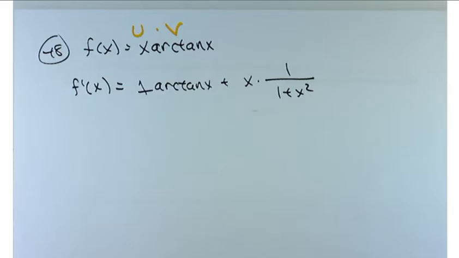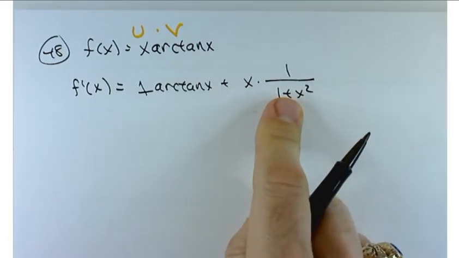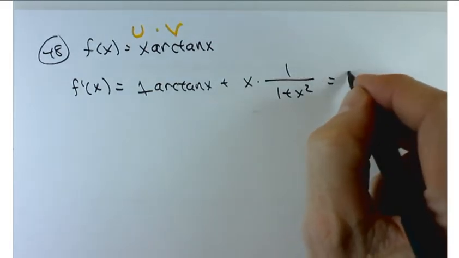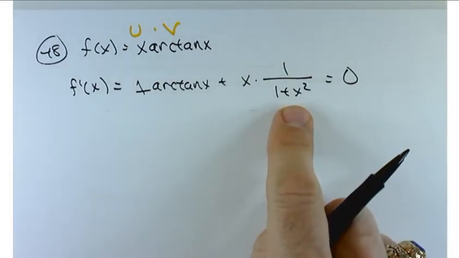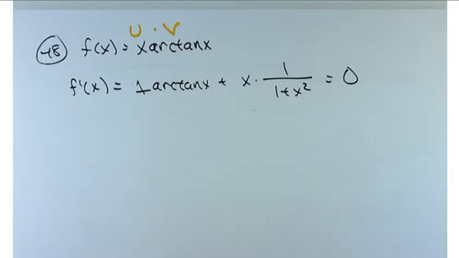now I want to know where this is 0 or undefined. It's not going to be undefined because x squared plus 1 can never equal 0. It's always going to be a positive number. The challenging part for you is going to be figuring out, well, where does it equal 0? Where could it change signs?